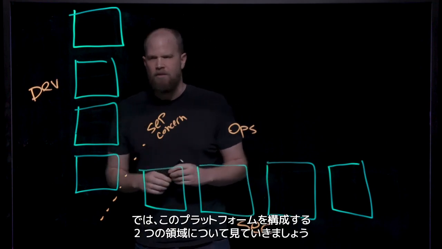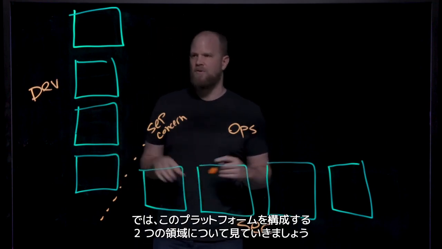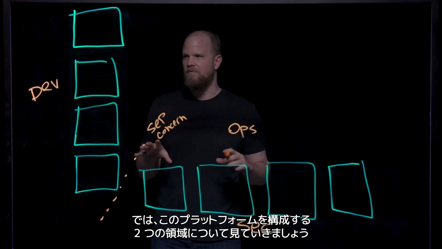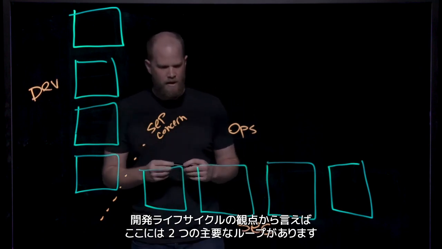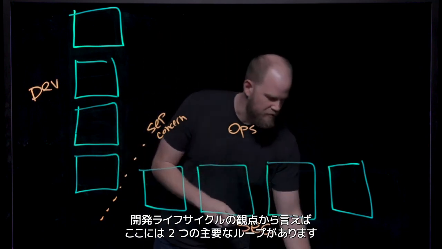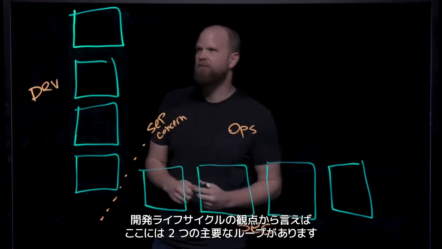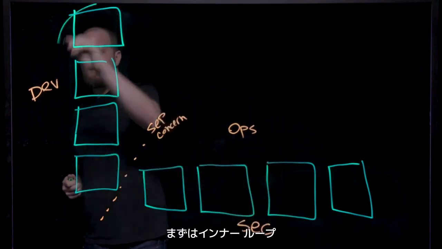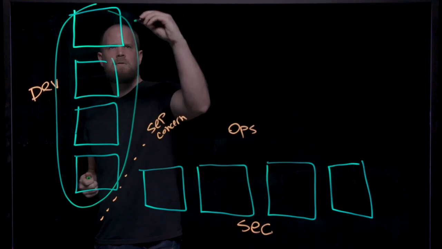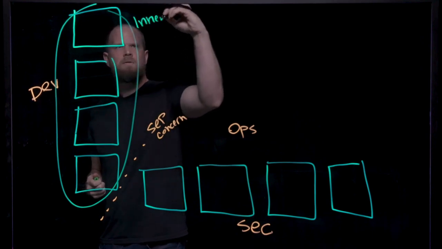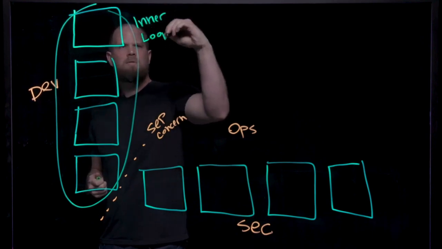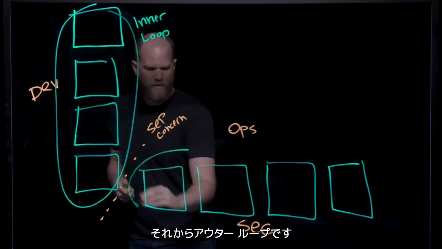So when we look at the two areas of the platform, there are two main loops that we talk about from a development lifecycle perspective. You have your inner loop, and then your outer loop.